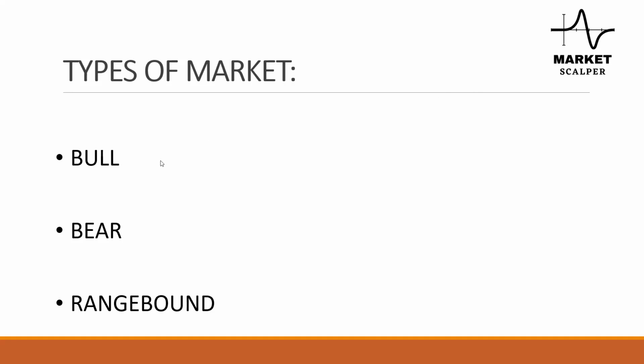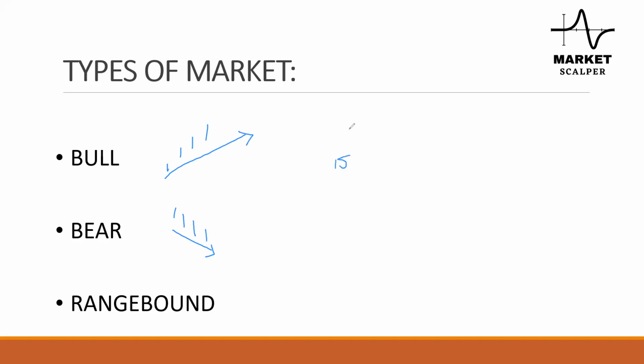Let me give you a recap before I show you the charts on how to identify the bull and bear trend. A bull market is when the price keeps going higher and higher. This is called a bull market, and in a bear market, you'll observe that the price is going lower and lower.